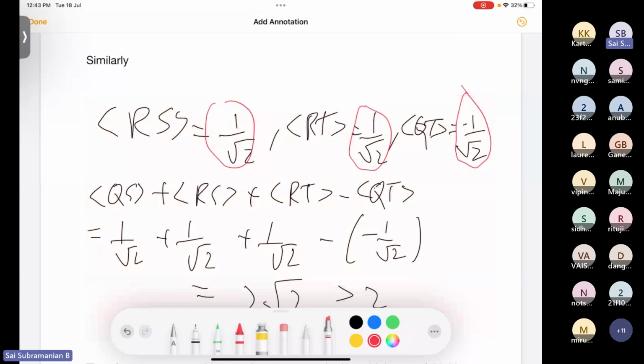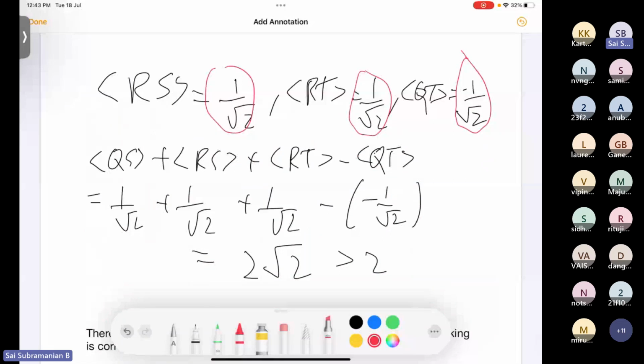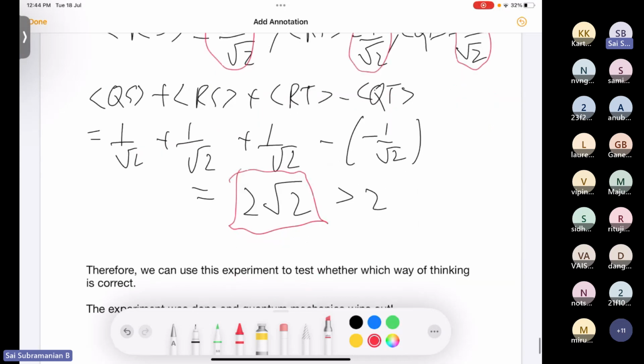Now, since we have the expected value of all four, let's add them up. We have 1 by root 2 plus 1 by root 2 plus 1 by root 2 minus of minus 1 by root 2. This gives us 2 root 2, which is greater than 2. So quantum mechanics tells us we can define a measurement that breaks Bell's inequality. But Bell's inequality tells us that if there were predetermined values of Q, S, R, and T, we cannot get greater than 2. If we perform this experiment hundreds of times, this expectation should not be greater than 2. But quantum mechanics tells us this expectation should be 2 root 2.